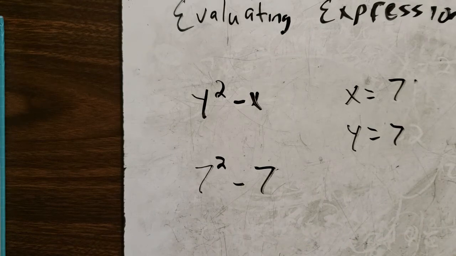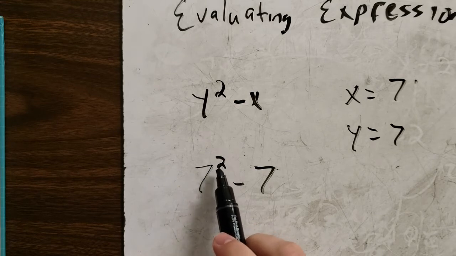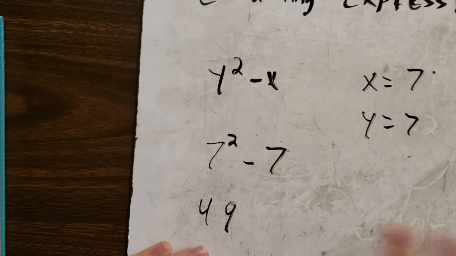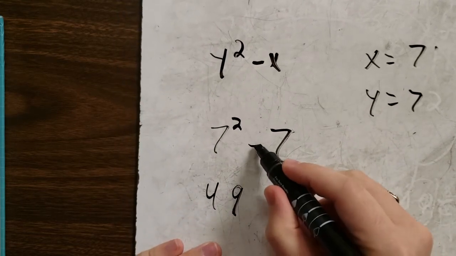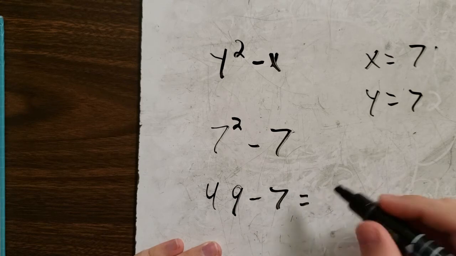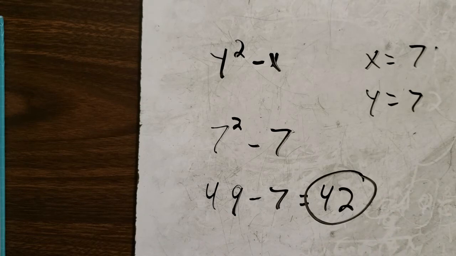So now order of operations says we must do exponents first. So 7 squared equals 49. Bring down our minus 7, and 49 minus 7 equals 42. So now let's do something a little more complicated.